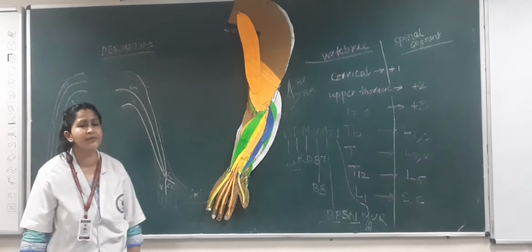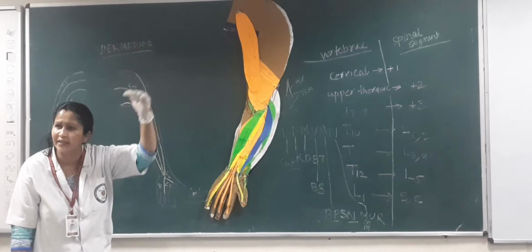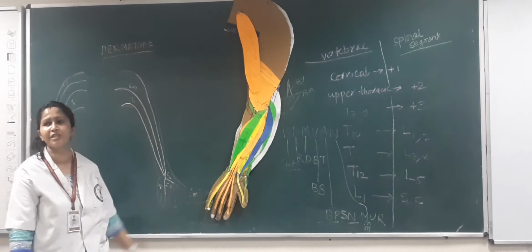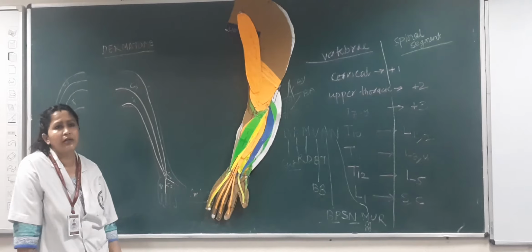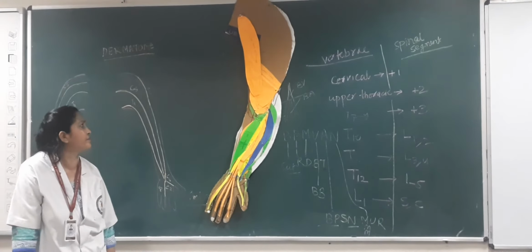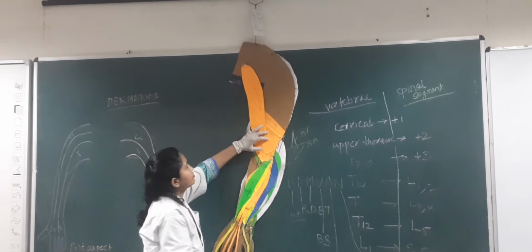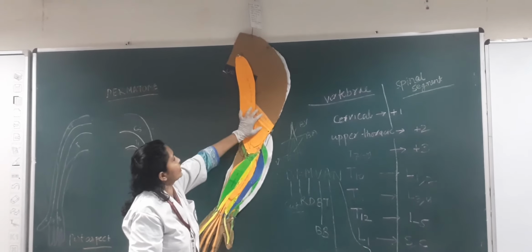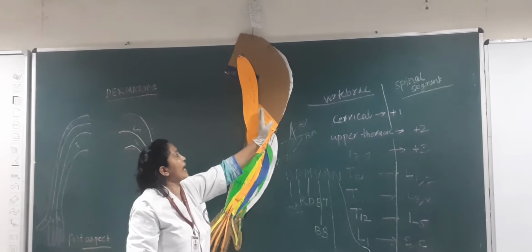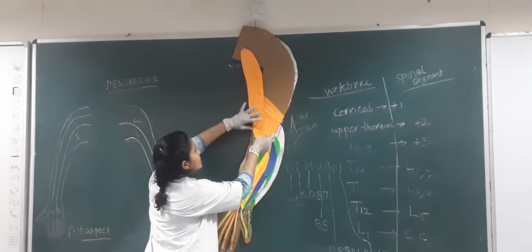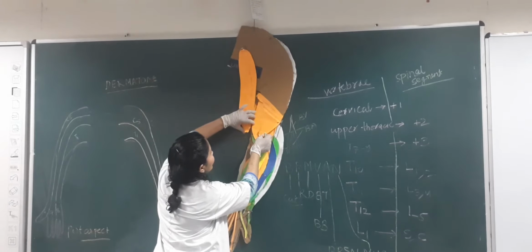Long head of triceps, supraglenoid and infraglenoid. Long head of biceps, long head of triceps. So the long head of triceps arises from the infraglenoid tubercle, the middle of the glenoid cavity of the scapula. Lateral head, it takes origin from the lateral border of the radial groove.